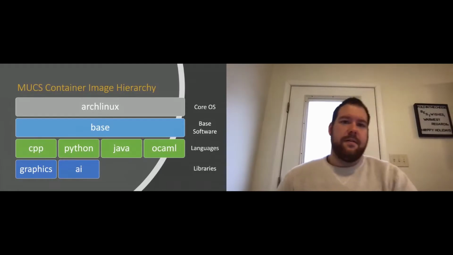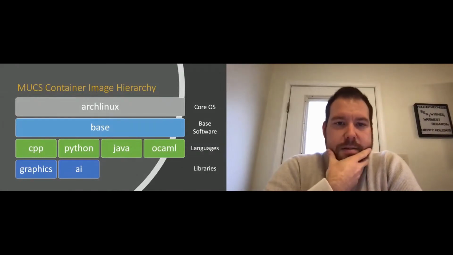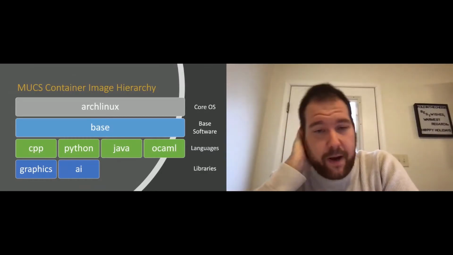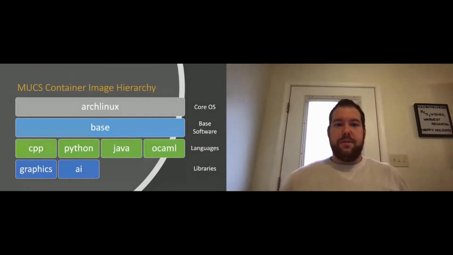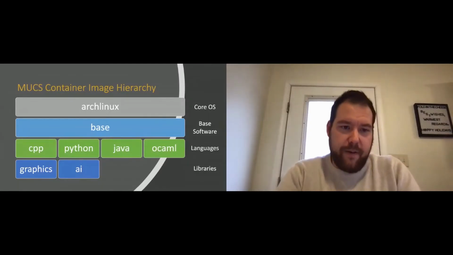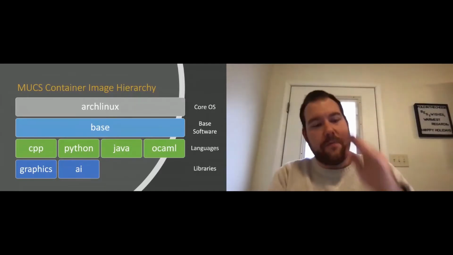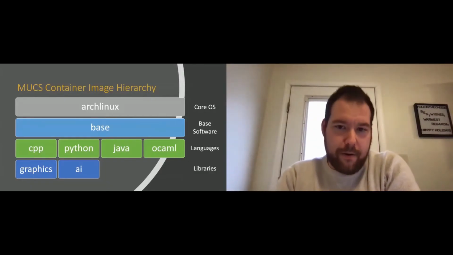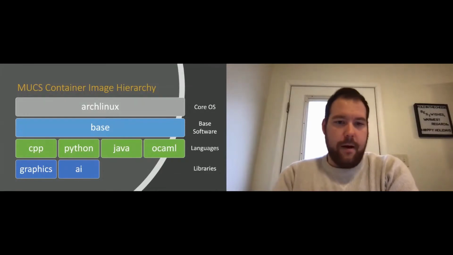To give you an idea of the types of containers and the hierarchy that we support, we use the Arch Linux base image, so that's up at the top. And then from that, we define our own base, which was the first Dockerfile image that I showed you. And then from there, we have a bunch of other images that focus on particular languages. So for C and C++ development, for Python, for Java, for other languages like OCaml as well, or JavaScript, or the .NET framework, or other things like that.